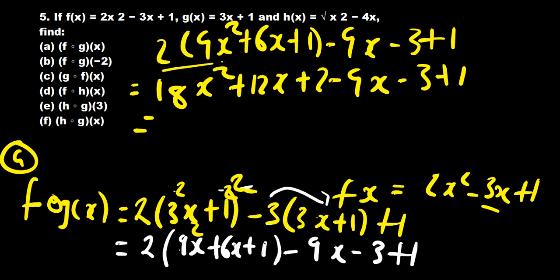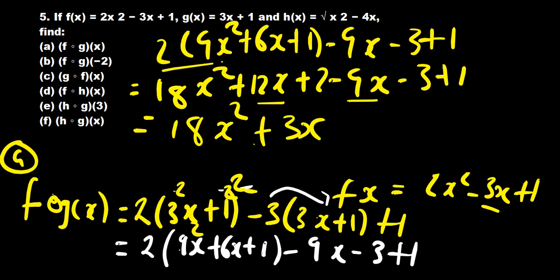So we're just going to remain with 18x squared. Then what are we going to have? 12x minus 9x will give us 3x. Then what remains? Here we've got negative 3 plus 1, that is negative 2, and negative 2 and 2 just cancel out. So the answer is 18x squared plus 3x. Okay, now let's solve another one.